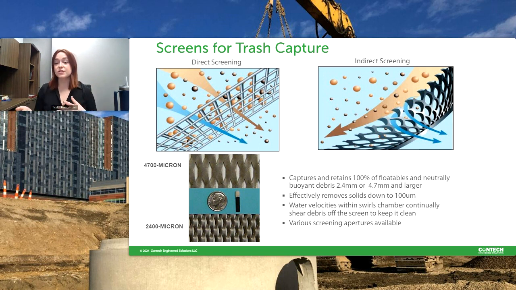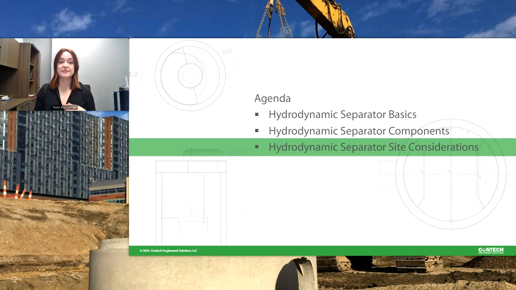While in indirect screening, the vortexes of the water and of that swirl are forcing the floatables and solids to the center of our separation chamber. And so it is constantly cleaning and self-maintaining itself. So you don't have that little piece of pasta stuck in your screen, but you have all of that trash capture still there and really easy to be cleaned out during maintenance.